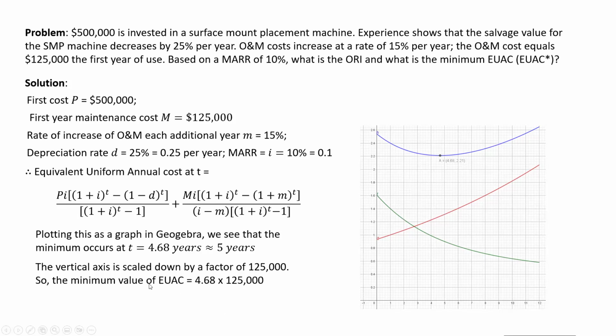So if you really want to know what the minimum EUAC value is, you take this 4.68 and multiply by 125,000. Okay. That's because of the graphing needs. That's the idea. Cool? Whatever that turns out to be.